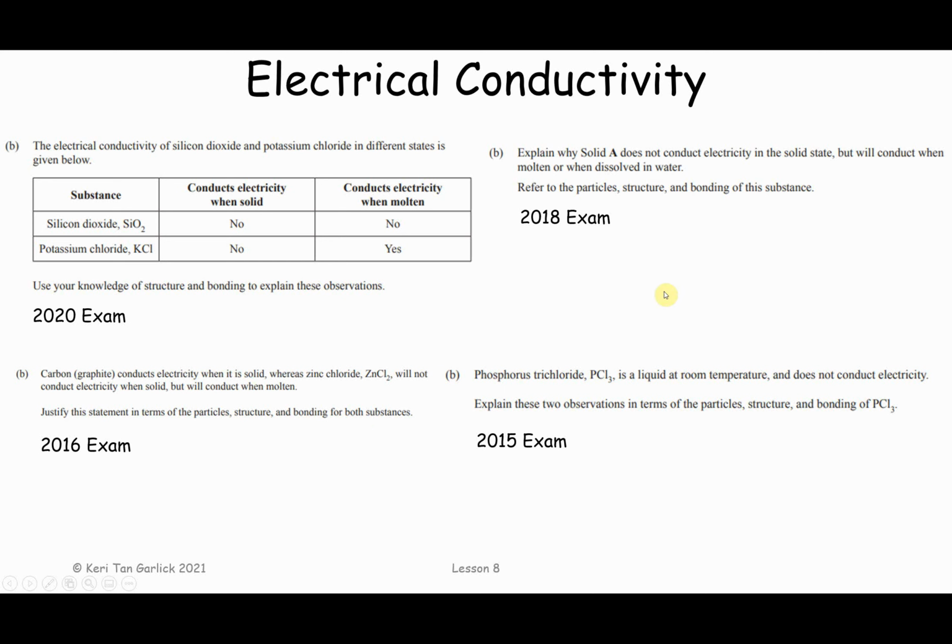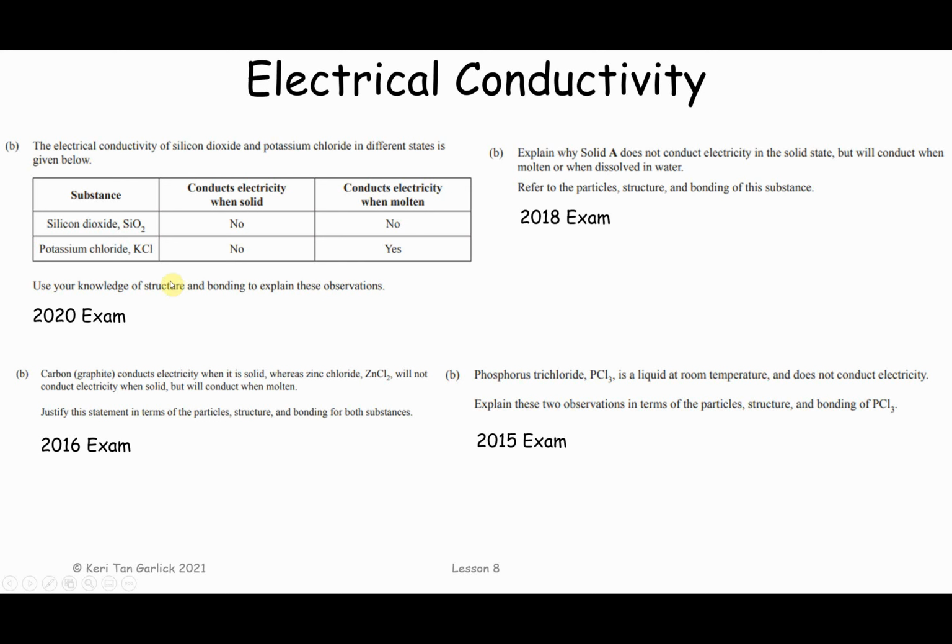Other times, they won't name the type of solid and they'll just be very vague and just say solid A, but they'll give you a description of what it's able to do, and from there you should be able to go, oh, even though I don't have a name for substance A, it has the properties of an ionic solid. So do keep that in mind.